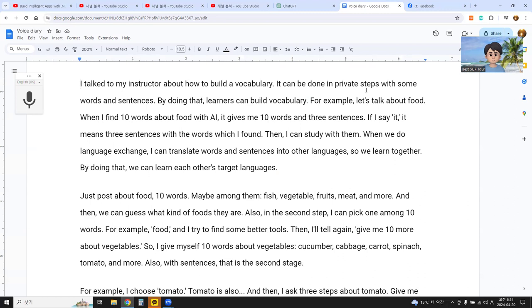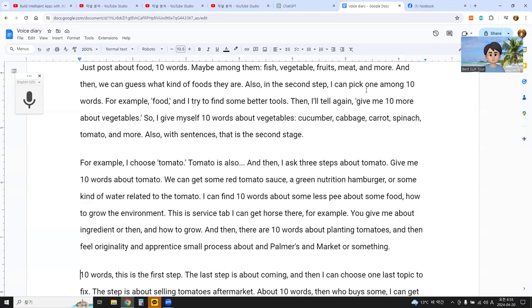So in the second step, I can pick one among the 10 words, for example vegetables, and then I tell AI again, give me 10 more about vegetables. So AI gives me 10 words about vegetables: cucumber, cabbage, carrot, spinach, tomato, and more. Also with the sentences, that is the second stage. For example, I choose tomato. Then I ask, give me 10 words about tomatoes.